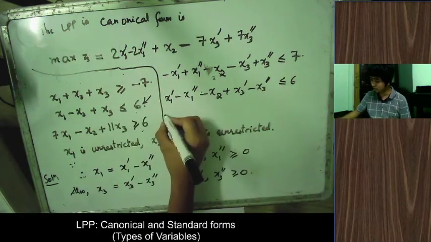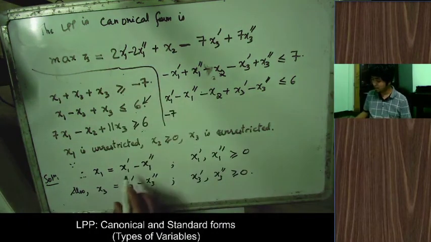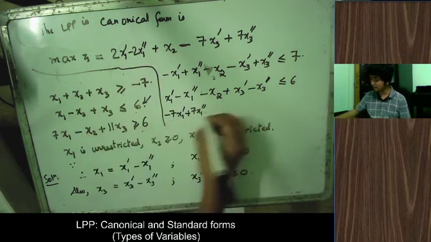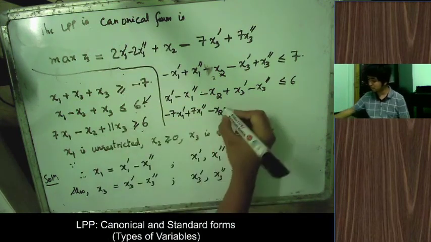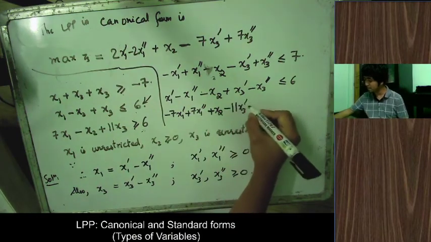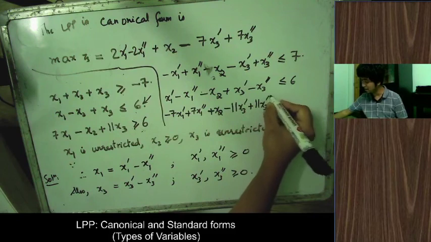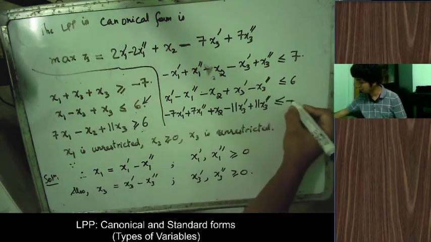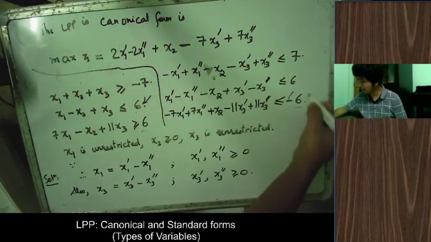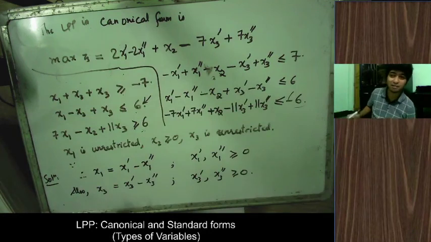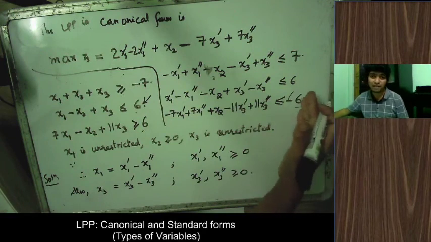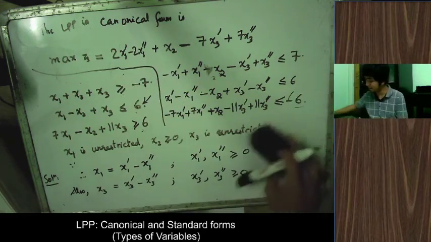If we multiply with minus, you will be having minus x1 dash plus x1 double dash, sorry, plus x2, then minus 11 x3 dash plus 11 x3 double dash less than or equal to minus 6. In canonical form we can have negative values here as well. It doesn't really matter. In standard form you only need positive values over here. Canonical form it doesn't matter, we can leave it as a negative sign.